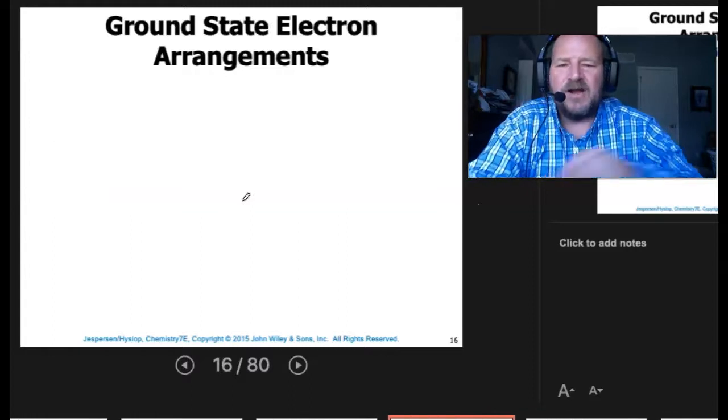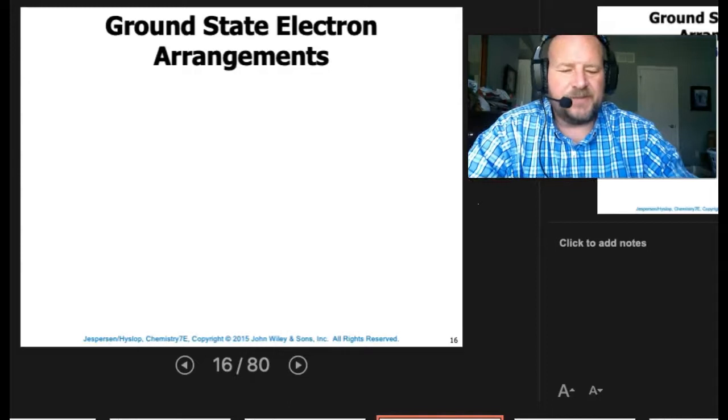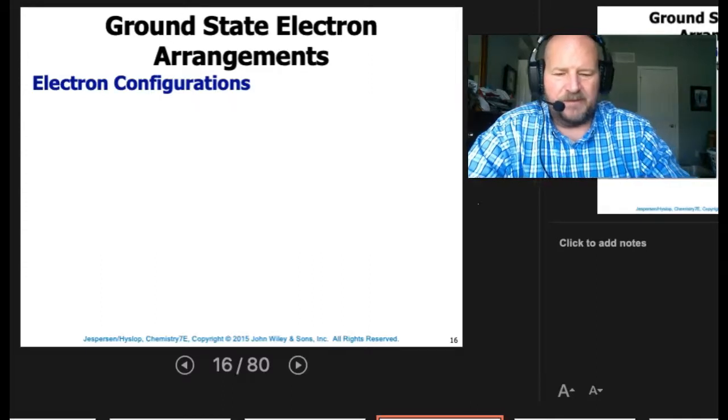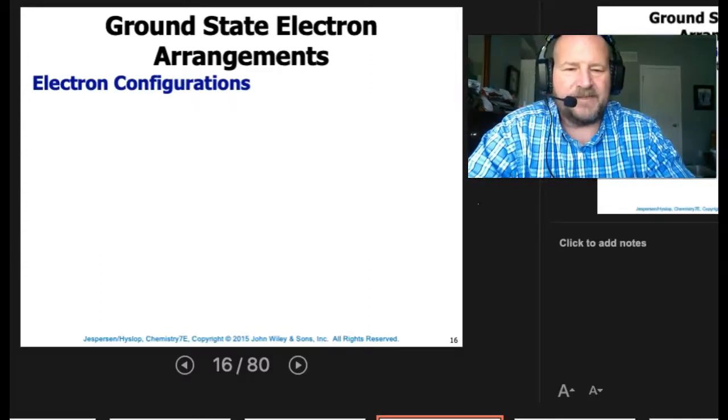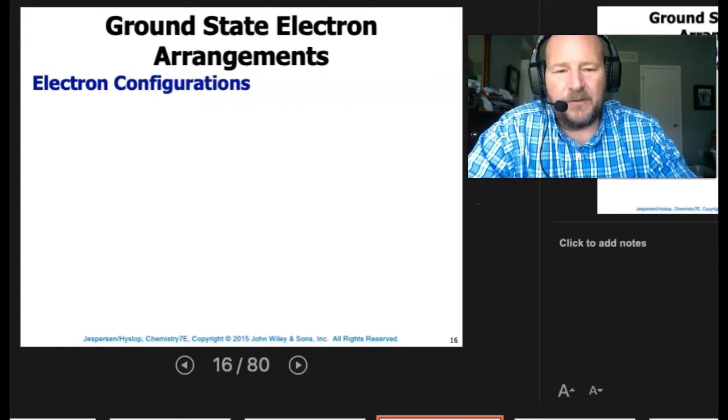All right, so ground state electron arrangements. Again, this is just the electron configurations. So if you've seen these before, this might be old hat type stuff. But if you've not seen them before, we're going to go through it like you've never seen it before, so bear with it, all right?